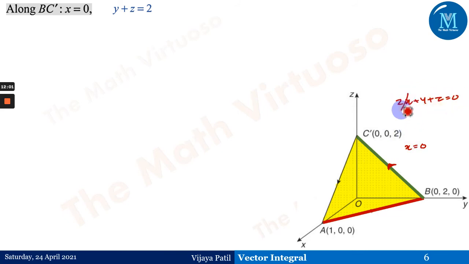So if I'm putting z equals to 0 here, we are going to get the equation of this particular line, that is y plus z equals to 0. That is what we have done here also in the previous case. So y plus z equals to 2.